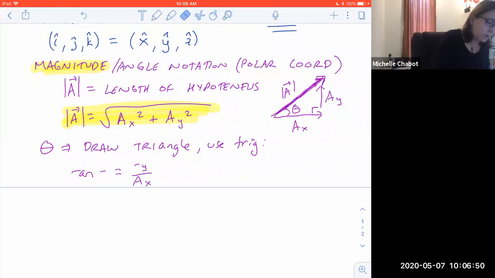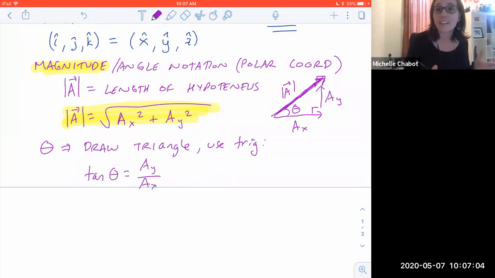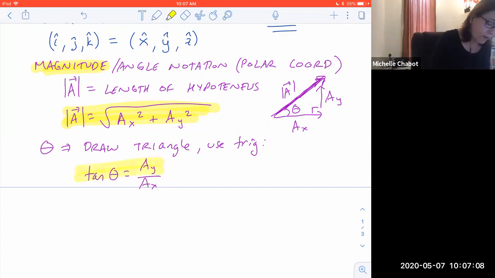Now one thing, oops, I erased it again. I will get used to that. And so I'm going to just rewrite this. The tangent of theta, again, is opposite over adjacent, Ay over Ax. So SOHCAHTOA, if that's how you learned sine, cosine, and tangent, that's going to come back full force. And so this then will allow us to calculate theta if we know our components.